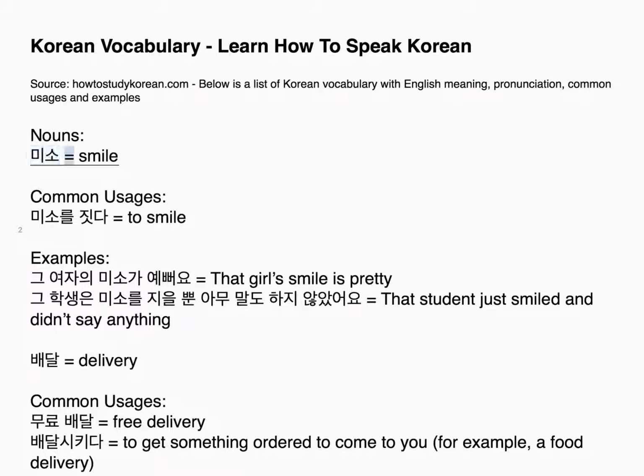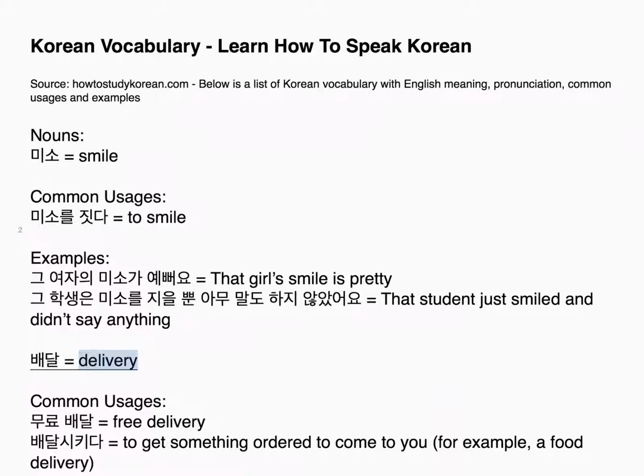Nouns. 미소 equals smile. Common usages. 미소를 짓다 equals to smile. Examples. 그 여자의 미소가 예뻐요 equals that girl's smile is pretty. 그 학생은 미소를 지을 뿐 아무 말도 하지 않았어요 equals that student just smiled and didn't say anything.